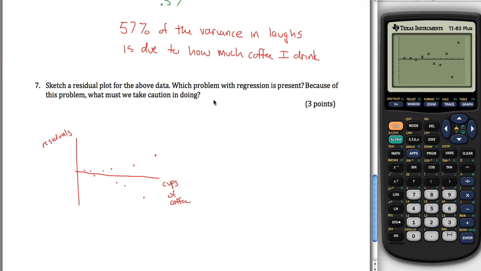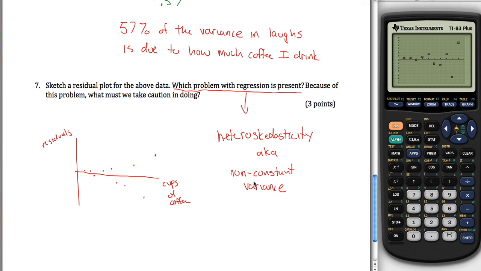Which problem with regression is present? This is called heteroscedasticity. If you don't remember that word, that's fine. It's also known as non-constant variance.